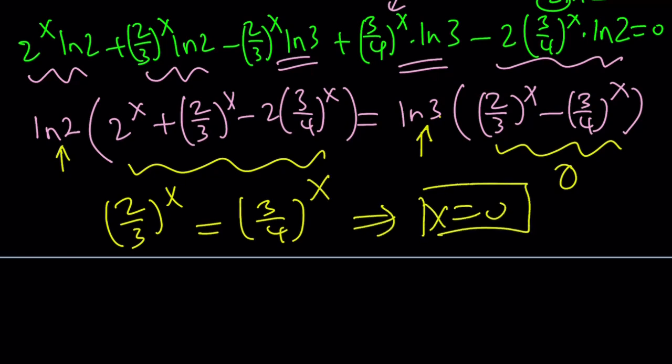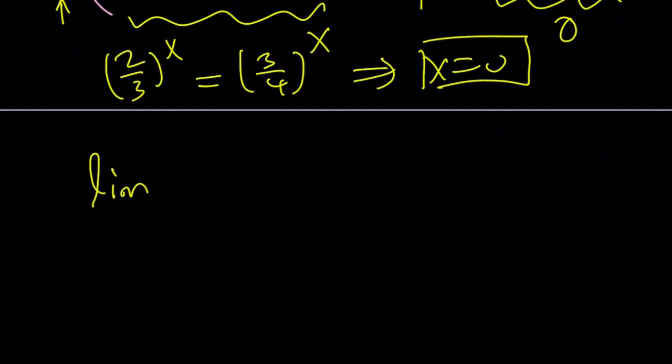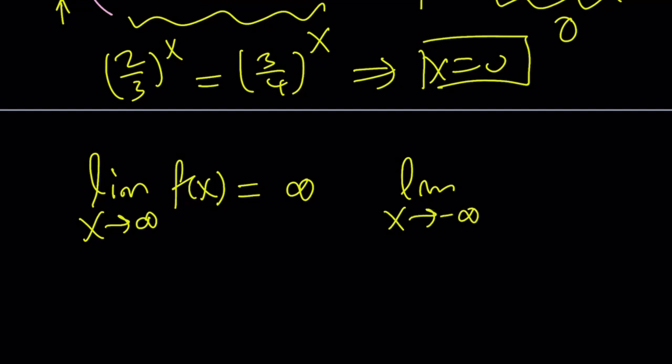So what do we have? We basically have a minimum or maximum, right? How do you find out? So here's what I'm going to do. I'm going to take the limit as x approaches infinity. If you take the limit of f of x as x approaches infinity, you're going to find that it approaches infinity. But if you take the limit as x approaches negative infinity, you're going to find infinity again. So our function comes from infinity and goes to infinity. So it has to have a minimum at x equals 0. And that is the only solution.